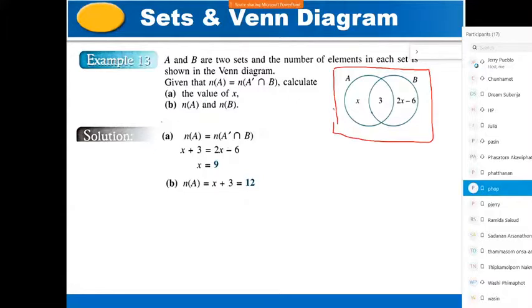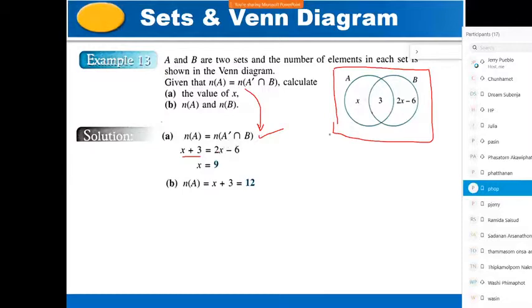Okay, how are we going to do it? Step 1. Given that n(A) is equal to the number of elements in A complement intersect B. So we start with this given first. What is the number of A? The number of A is x and 3, right? That's why x plus 3. We're talking about the number of elements, x plus 3, of two elements, x and 3.